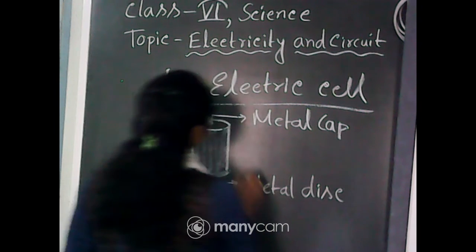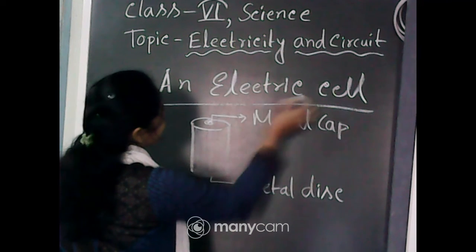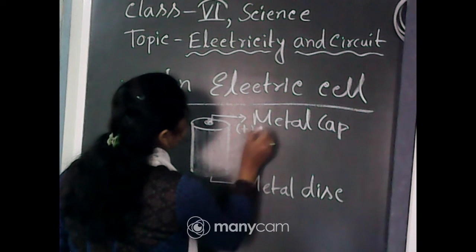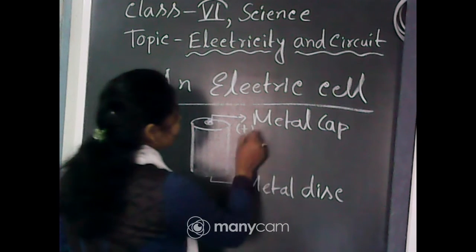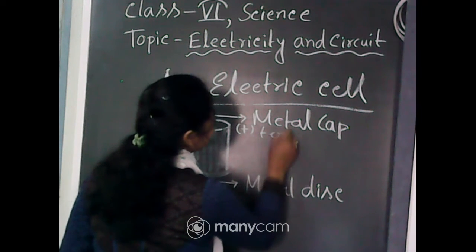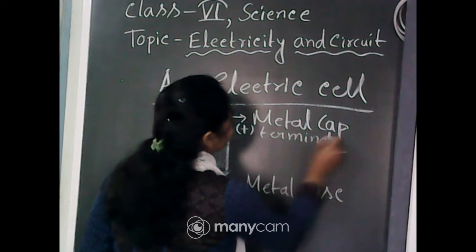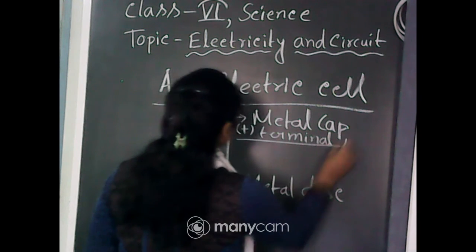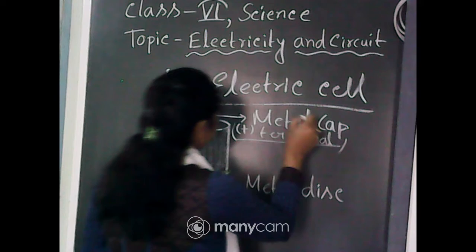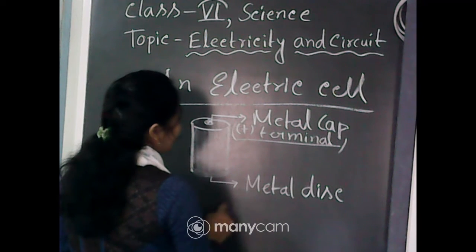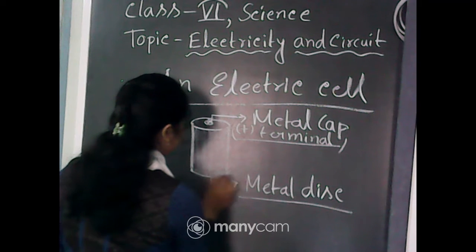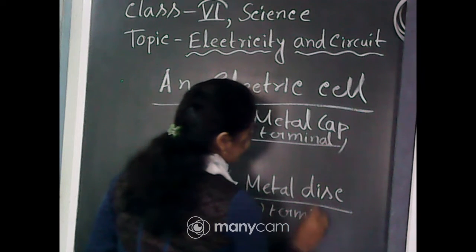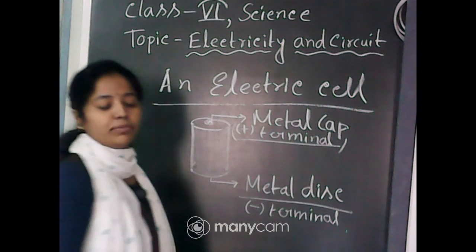Now, you must have seen that in a battery or an electric cell, this front portion, the metal cap, is marked with a positive sign, that is known as the positive terminal. You have to observe this type of electric cell very carefully. The positive terminal is in the metal cap portion, and where the metal disc is present on the lower side, that is the negative terminal. Okay. Understood everyone up to this portion?